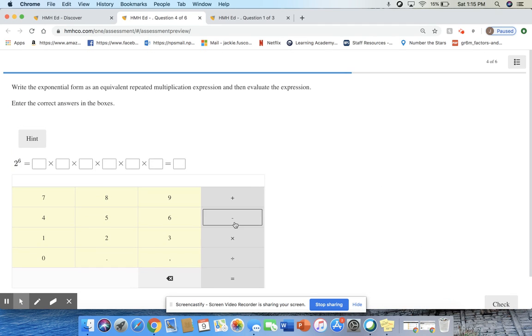Let's look at number 4. It's asking me to do the same thing. Write the exponential form as an equivalent repeated multiplication expression. So my base is 2, so that is my factor, 2, and it's being multiplied 6 times. 2, 3, 4, 5, 6 times. So now let's look at it. Let's see if we can do this in our head.